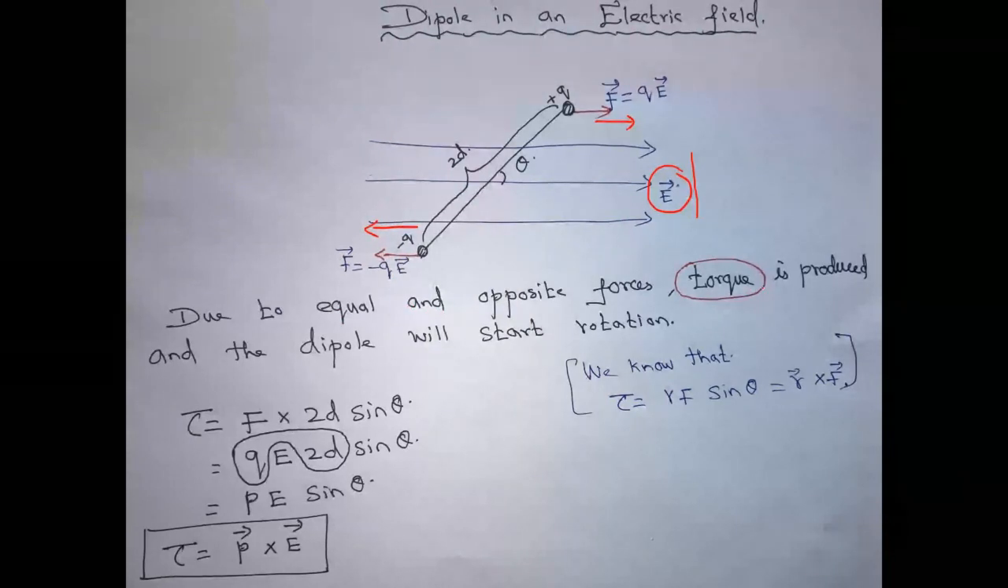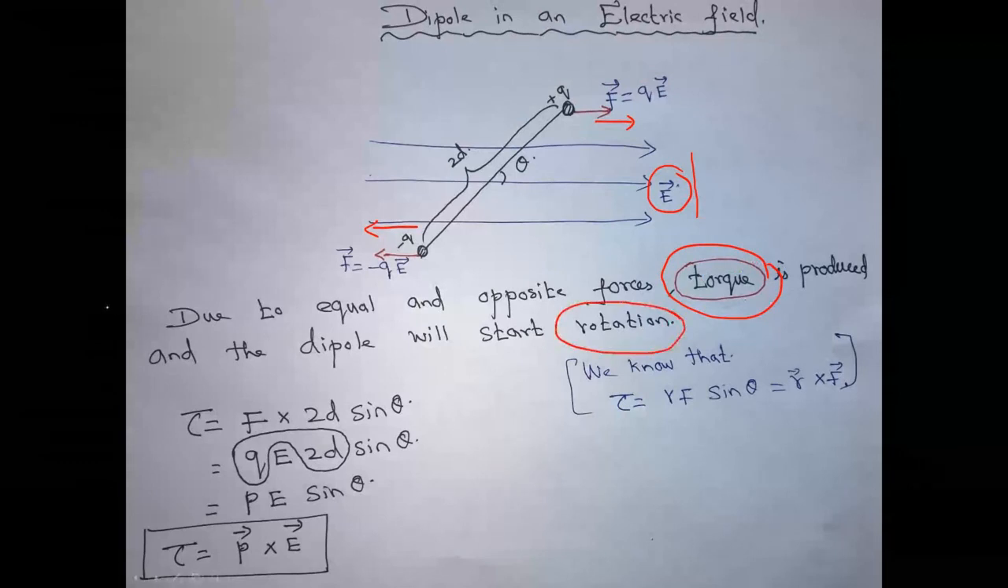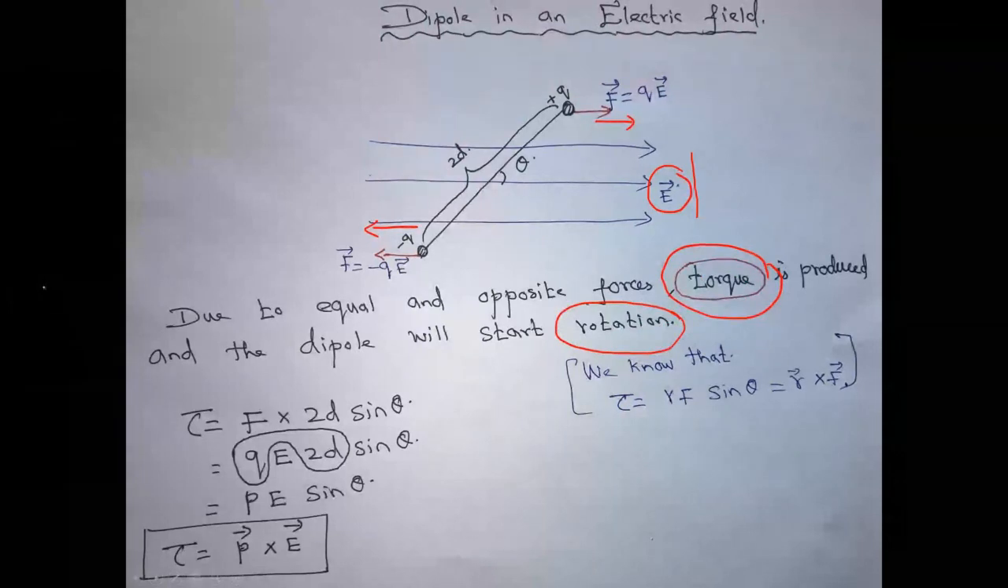After some time what will happen? The torque effect will be created, and you already studied torque in chapter number 10. Once the torque effect is created, what will happen to the dipole? It will start rotating. Clear, my dear? Okay, now what is the formula for torque?